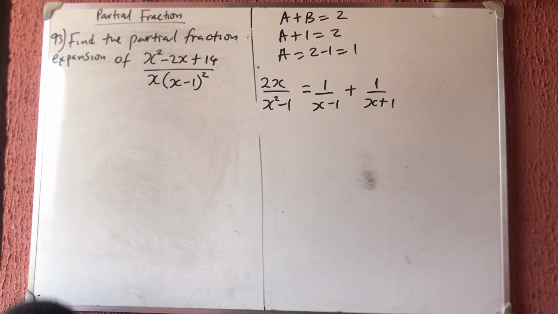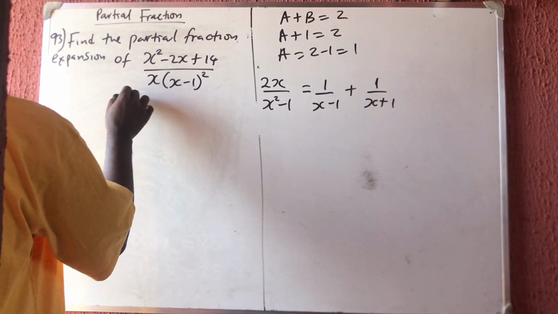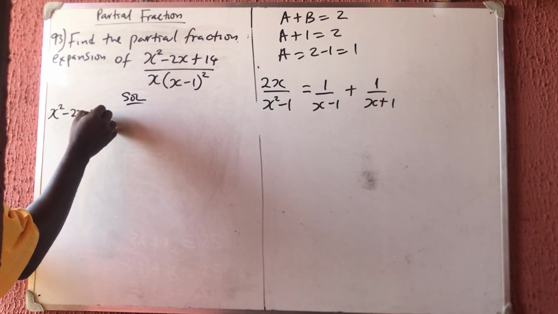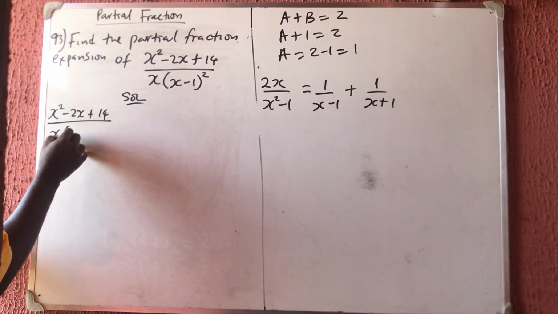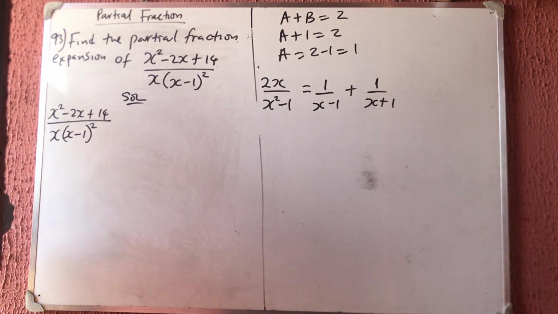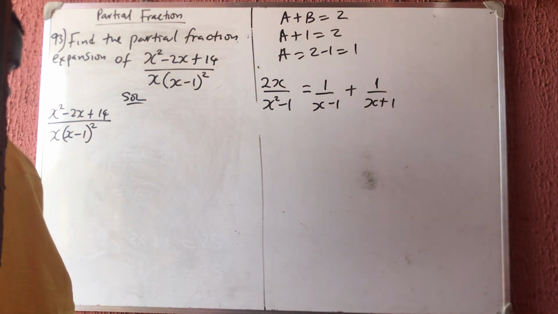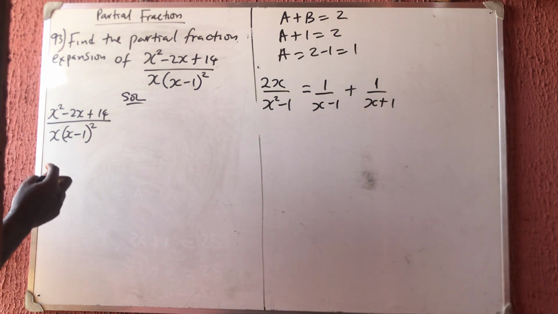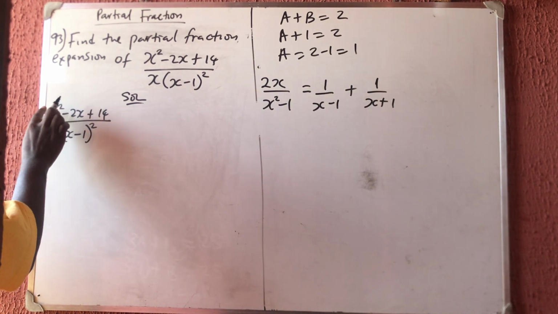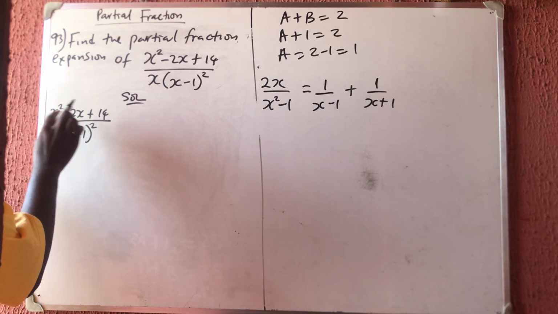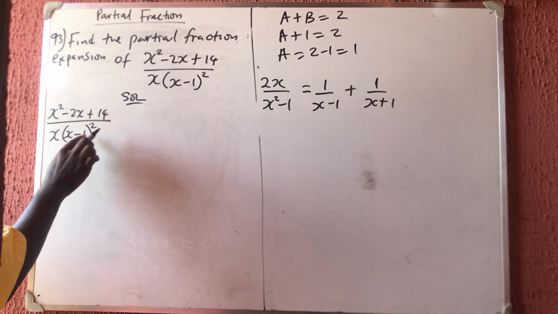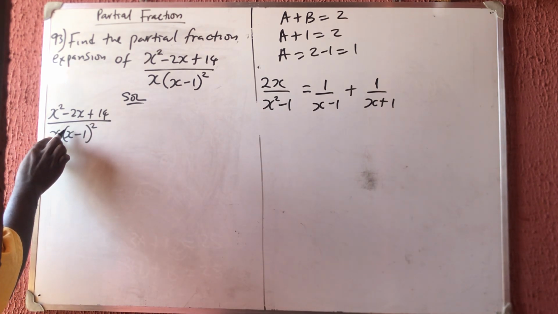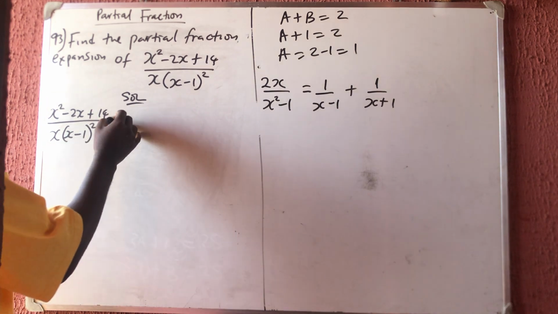All right. Now, if you look at this, it is very, very simple. Solution, the same method. We have that what? X squared minus 2x plus 14 all over x into x minus 1 all squared. In fact, before you resolve anything into a partial fraction, the first thing you check is if that equation is a proper fraction. Now, let's check if this one is a proper fraction. The highest power in the numerator here is 2. But the highest power in the denominator is 3. That is x squared times another x will give you what? X cubed. So it's a proper fraction. So we can resolve it.